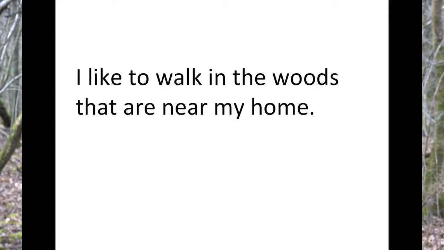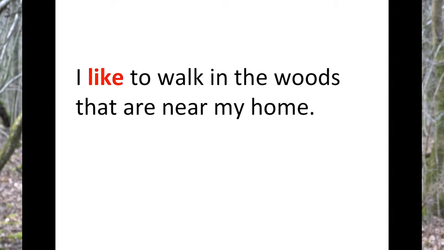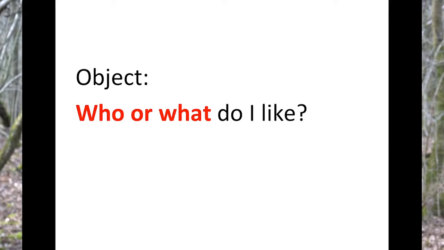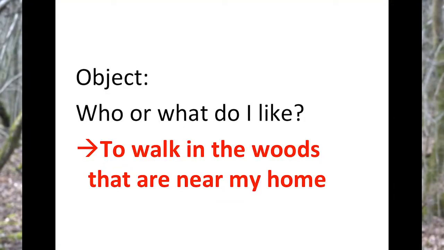I like to walk in the woods that are near my home. Okay, like. Who or what likes? I. I is the subject of like. So by asking our question again, who or what, we get to the subject. And now we can try to find out the object of this verb. Who or what do I like? So we take the subject and the verb together and we ask about the object by asking who or what. Who or what do I like? Do I like the woods? No, actually it's more than that. I like to walk in the woods.